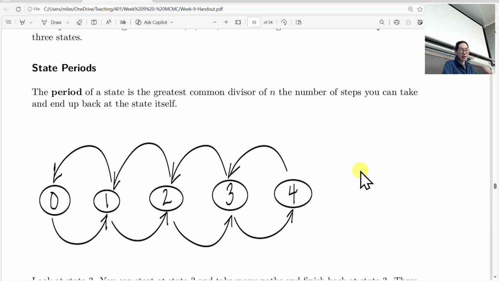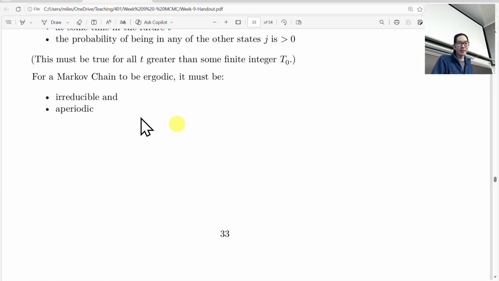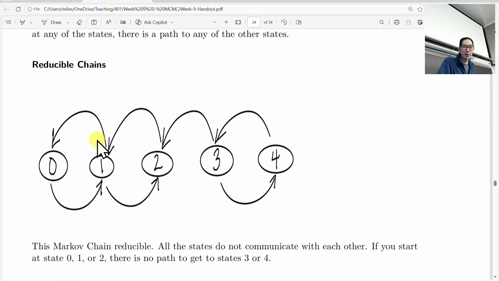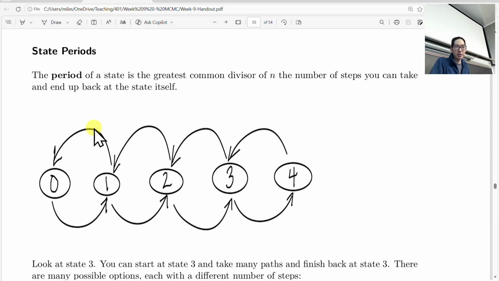All right. So that's the idea: we said the chain has to be irreducible and it has to be aperiodic. Irreducible is the idea that all the states communicate with each other. A period is the greatest common divisor of the number of steps you can take to end up back at itself.